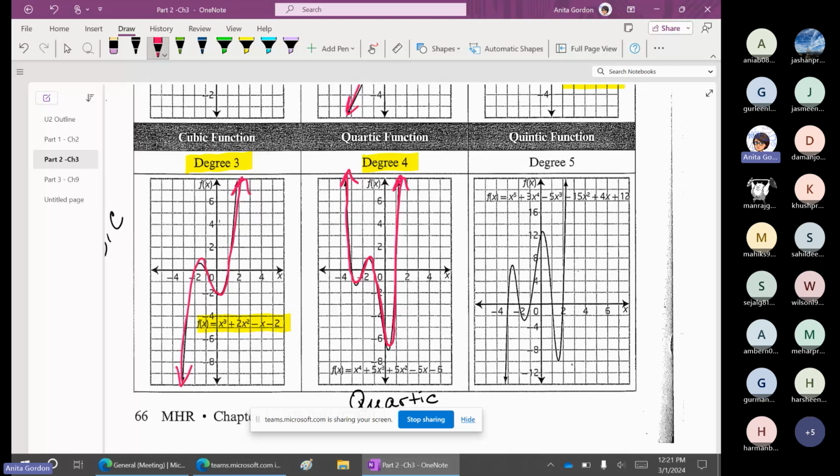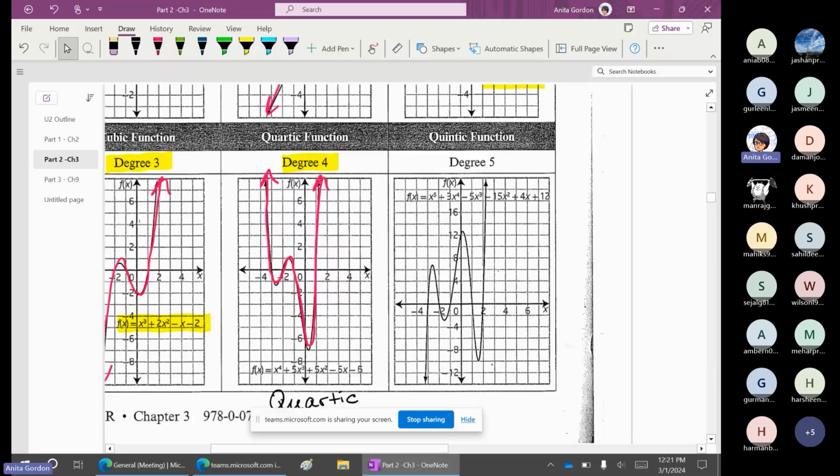If it doesn't have any kind of transformations on it, it will also look like a parabola because it won't have any deviation in the middle. But usually the ones we will look at will have essentially a W shape for the quartic functions.